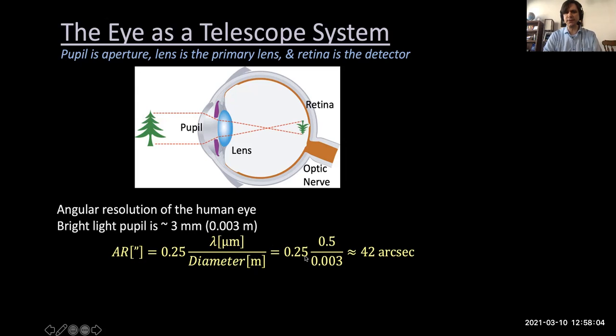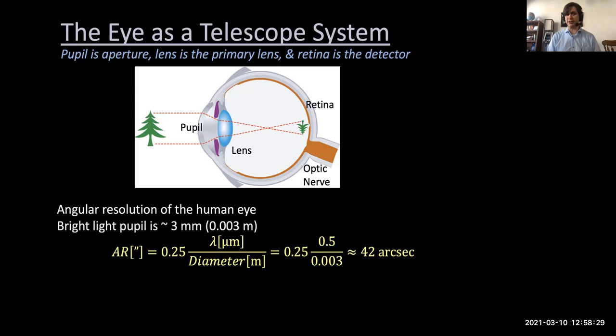And go ahead and crunch all those numbers. The middle of the visible spectrum is about 500 nanometers, 0.5 microns. So put 0.5 divided by the diameter of the telescope, 0.003 meters. And the angular resolution of the eye during the daytime is about 42 arc seconds, just a little bit less than an arc minute, a little bit less than a 60th of a degree.